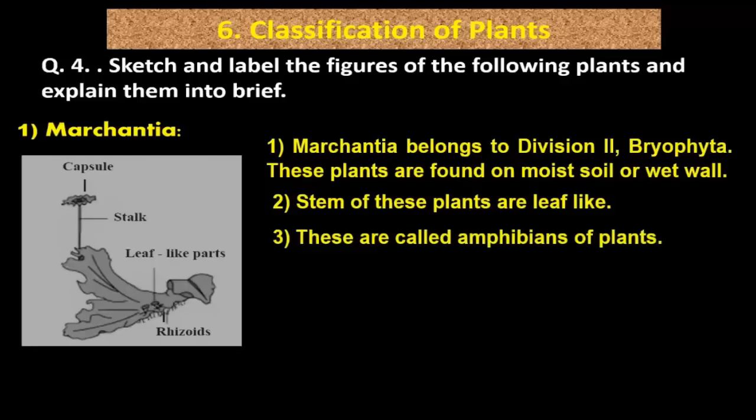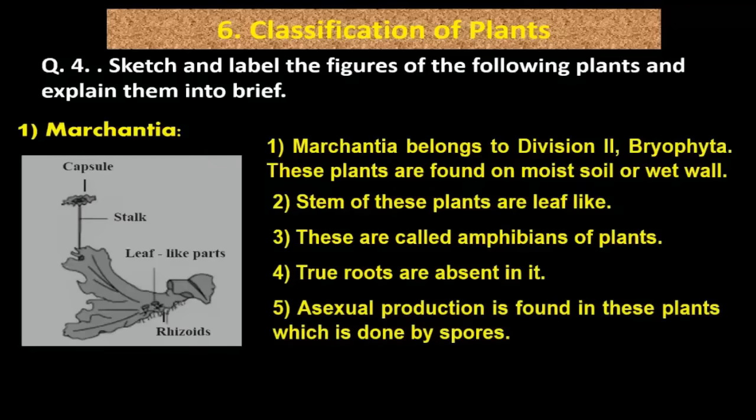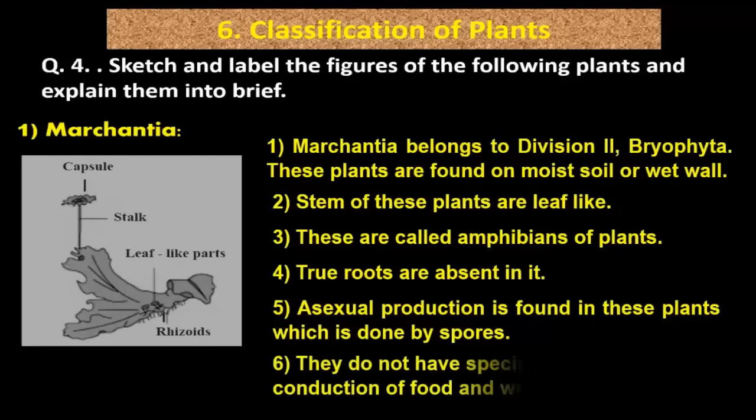3. These are called amphibians of plants. 4. True roots are absent in it. 5. Asexual production is found in these plants, which is done by spores. 6. They do not have specific tissues for conduction of food and water.